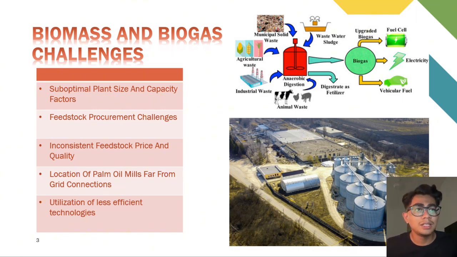The third one is inconsistent feedstock price and quality. The fourth one, location of palm oil mills far from grid connections. The fifth one is utilization of less efficient technologies, which is certain biomass and biogas facilities rely on less efficient technologies to generate electricity, which restricts the overall energy output and contributes to environmental issues.